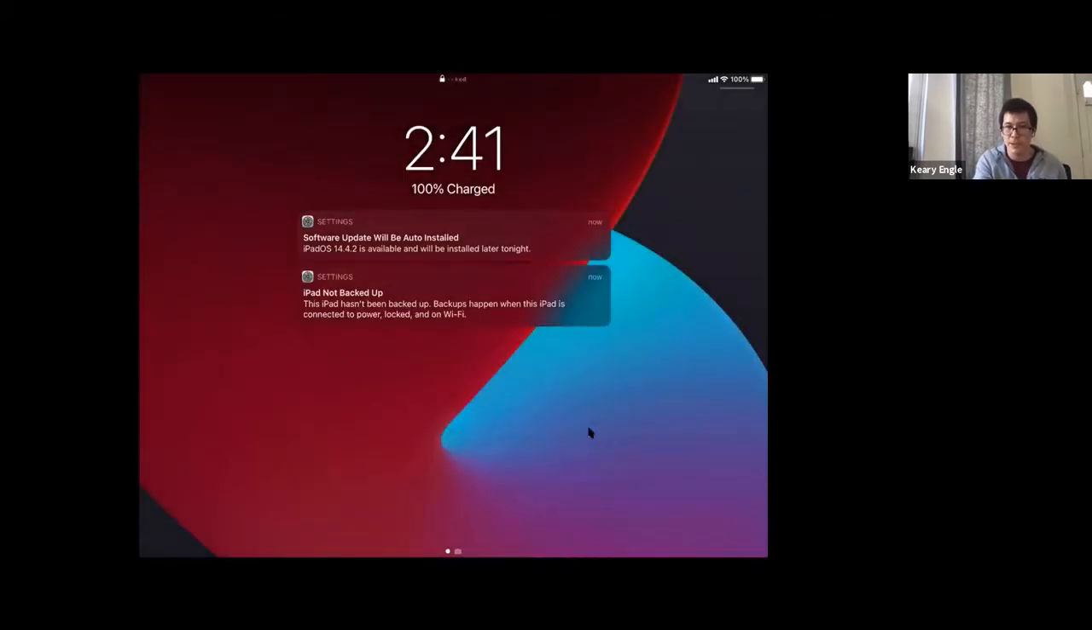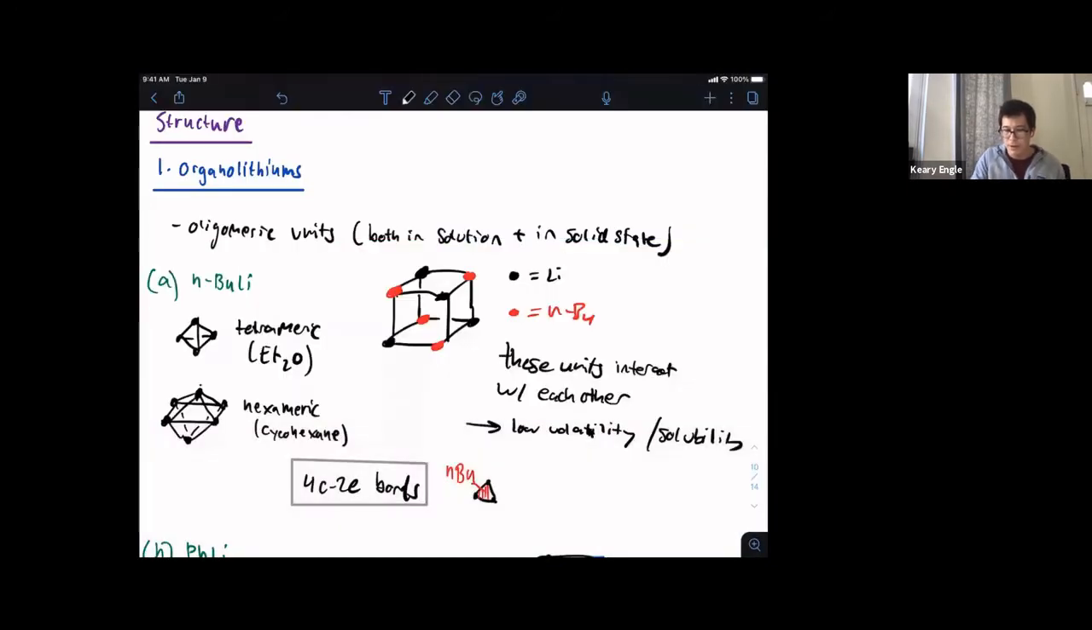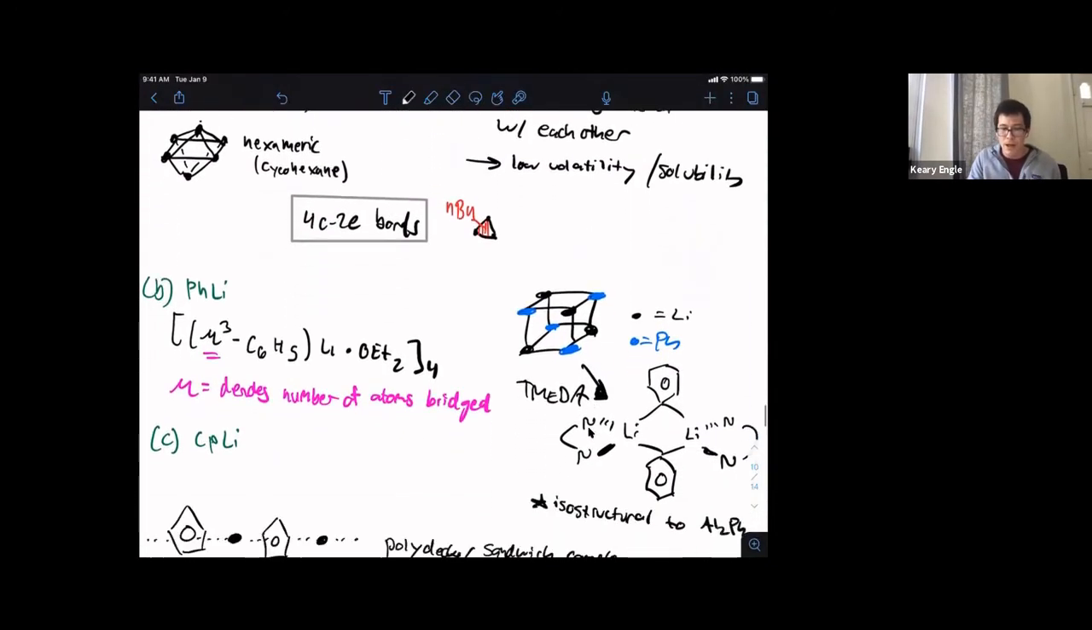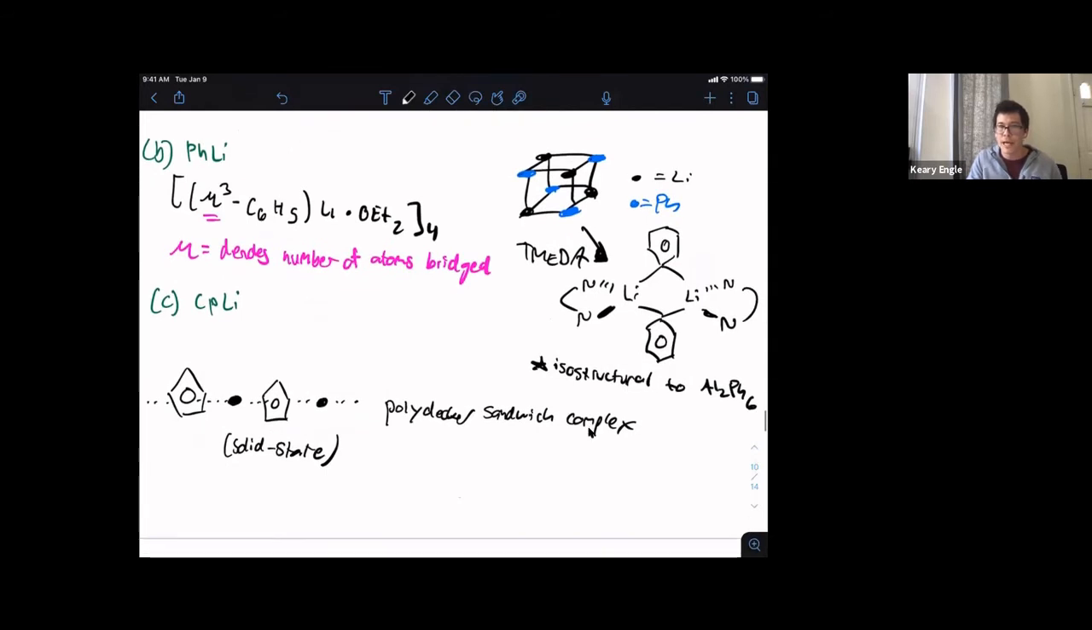So let me reopen my screen. So let's consider another case here, the case of phenyllithium.